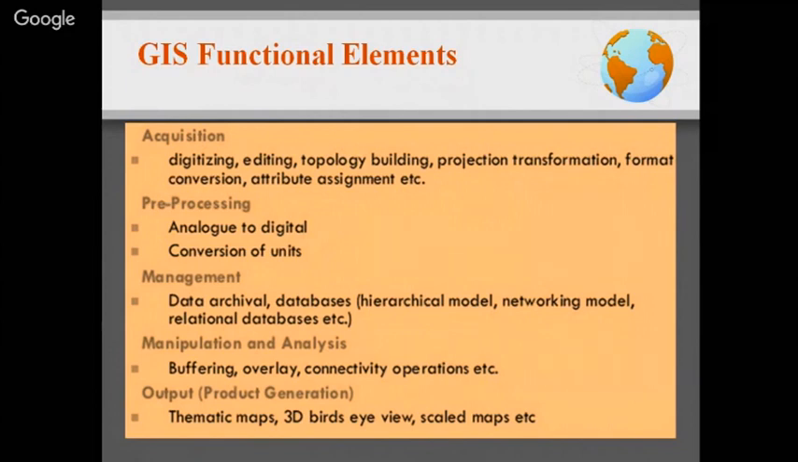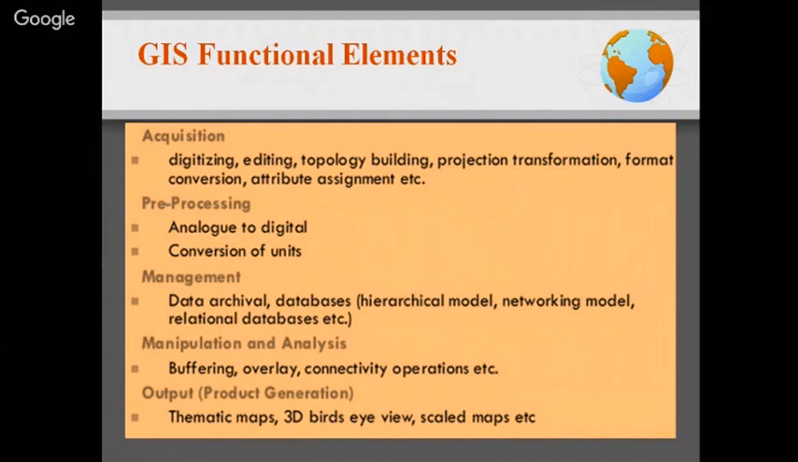Similarly, you have to think about pre-processing also. It could be analog to digital, or it could be conversion of units. Similarly, management would include data archival databases. That means you could have hierarchical model, network model, and relational databases, etc. Now, these databases are supposed to be managing your attribute data. Now, attribute data can be in hierarchical model, it could be networking model or relational database.